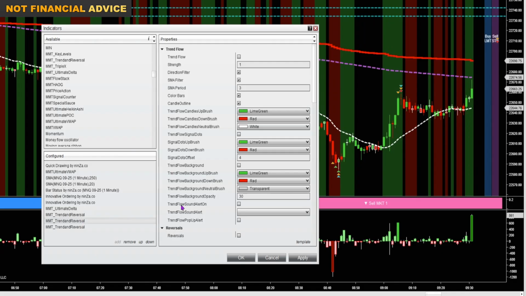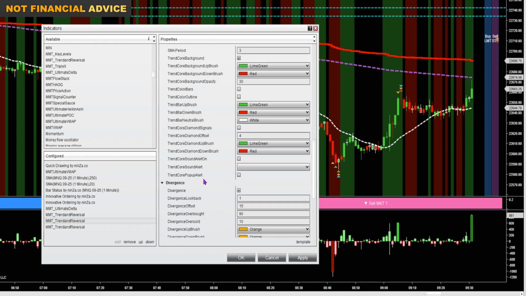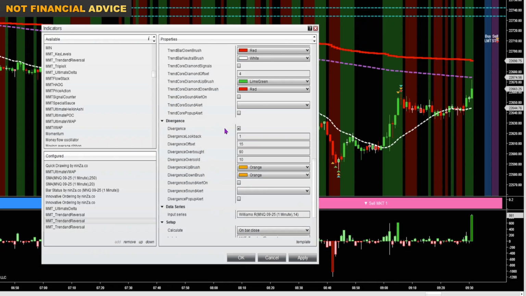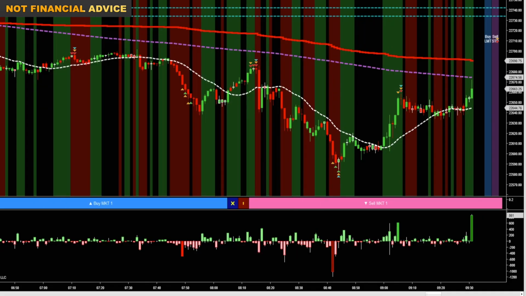Next instance of the trend and reversal. Everything is off except for divergence. And I'm using the same settings here. A look back period of 1, overbought, oversold of 90 and 10. So these are going to be extra strong divergence signals. This has an input series of the Williams. I've changed the colors of the divergence signals so I can tell them apart. In the last instance, same settings, different colors for the signals. And this is the regular default input series of price. So those are the settings and some of the things that I'm looking for when I'm trading this setup.